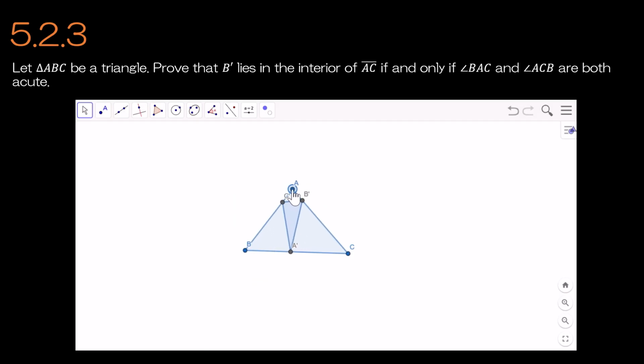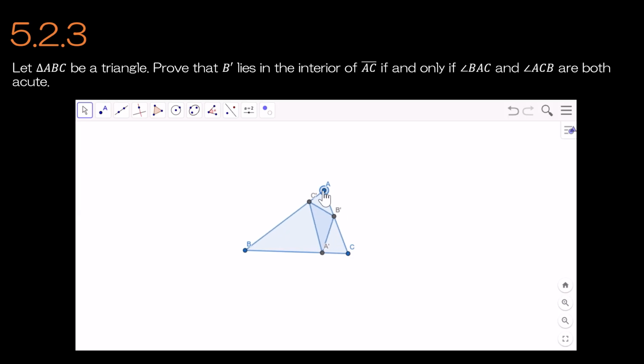Now the theorem that I'm going to prove has to do with the kind of triangle needed to have B prime be on the interior of the triangle. So again, I would do some playing around to determine, but the theorem I'm asked to prove is to show that B prime is going to lie on the interior of AC, so AC being right here. So B prime is going to be between A and C only if BAC and ACB are acute. So this angle A and this angle C.